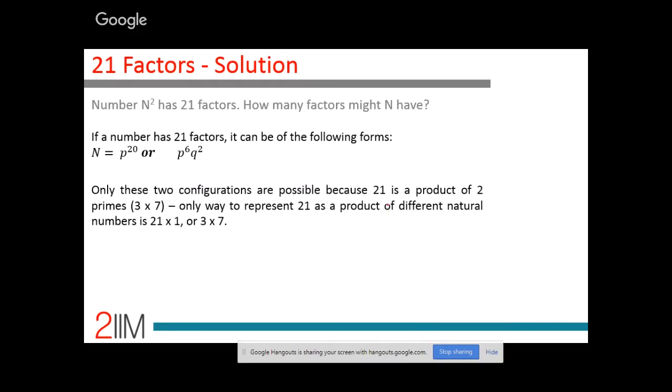And so n square could be P power 20. That means n is P power 10. n square could be P power 6 into Q square. It means n is P cube into Q. Number of factors here is 11 factors. Here it is 4 into 2, 8. So n could have either 11 factors or 8 factors. How many factors might n have? Either 11 or 8. The key point here, find if the number of factors is 21, what could be the prime factorization? Once you crack that, you're through. Given prime factorization, finding number of factors is easy. Given number of factors, finding prime factorization is one layer tougher. There could be multiple possibilities. Find all of them.